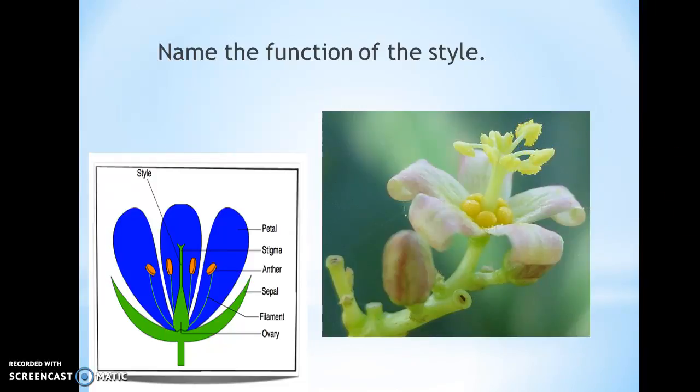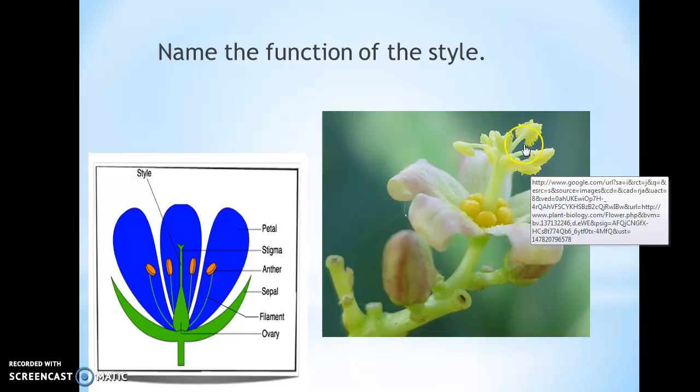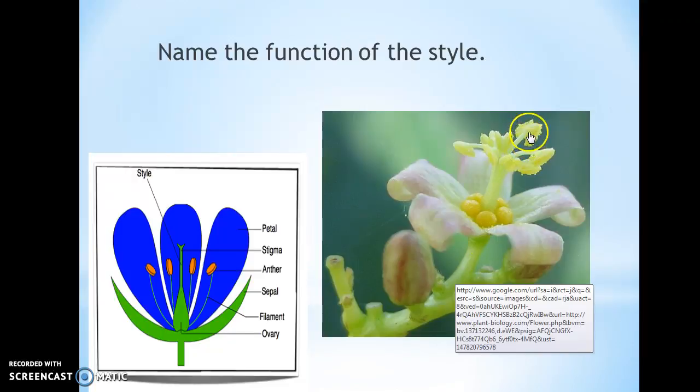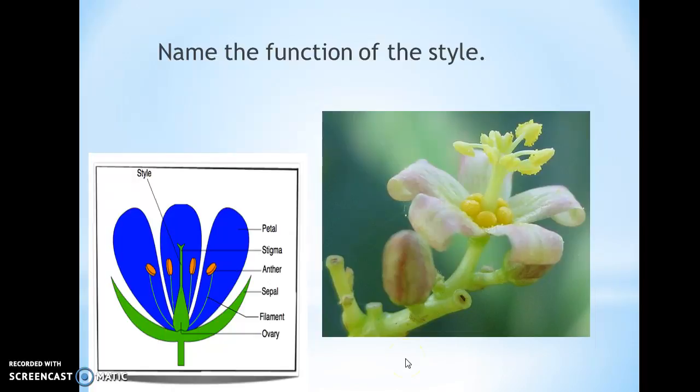Its second job is it eventually connects to the inner part of the flower where the ovary is. So it also helps in plant reproduction because it's helping the pollen that would get on the stigma. This pollen would transfer from the stigma to the style all the way down to the ovaries inside of the plant.